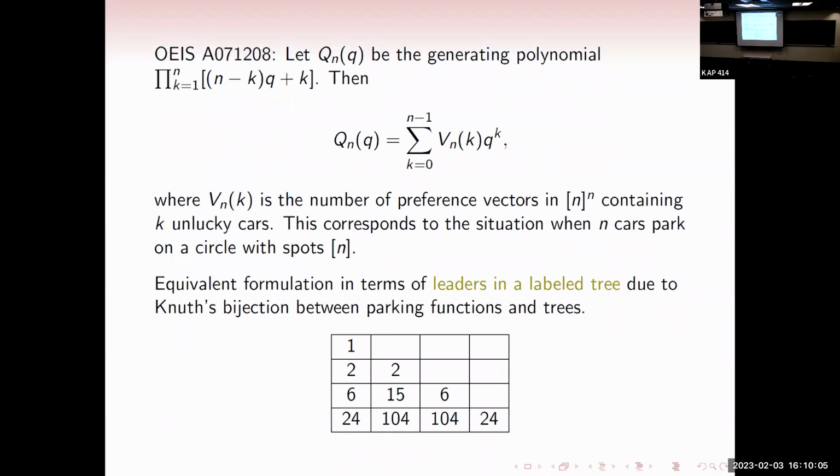So now we also consider circular parking, but now it's only on N, and the cars can park in any spot they like. And then you ask about unlucky cars, and this will be the numbers. And on OEIS, the sequence is listed under leaders in labeled trees because for parking functions, lucky cars have a correspondence with leaders in a subtree.